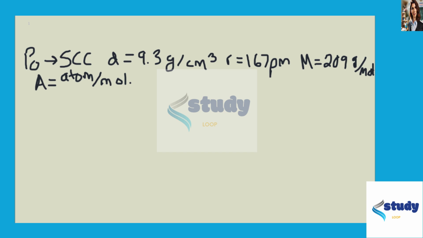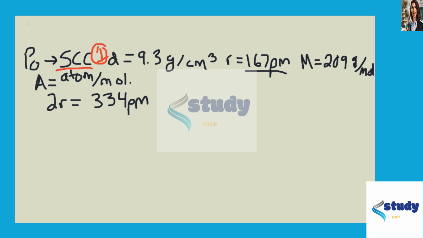So because we know this is a simple cubic cell, we know that there's only going to be one polonium atom per unit cell. And it also means that the edge length of this cell is simply 2 times the radius of polonium, which means that our edge length here is going to be 2 times 167, which is 334 picometers.